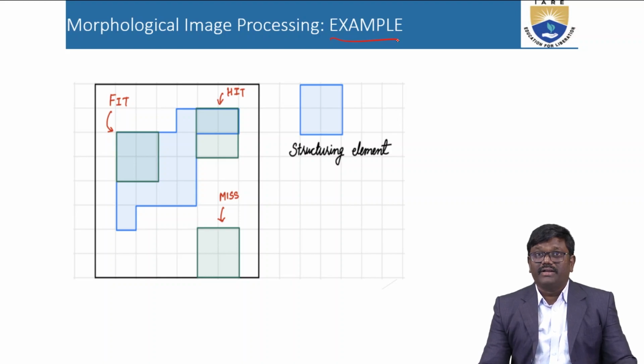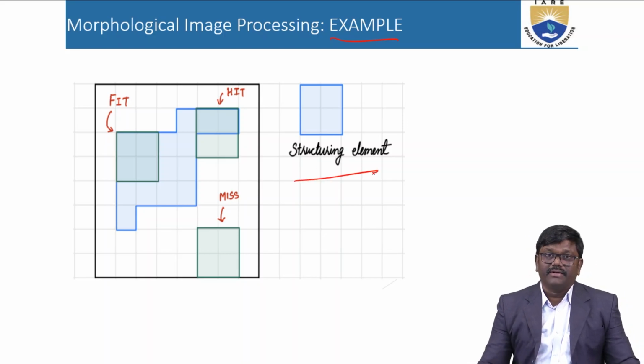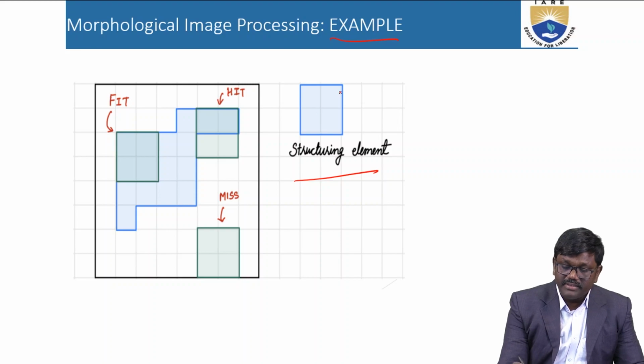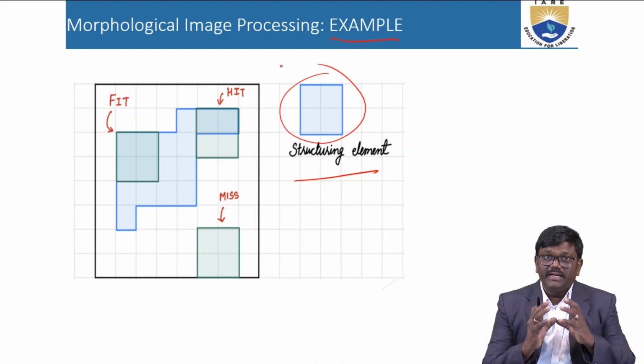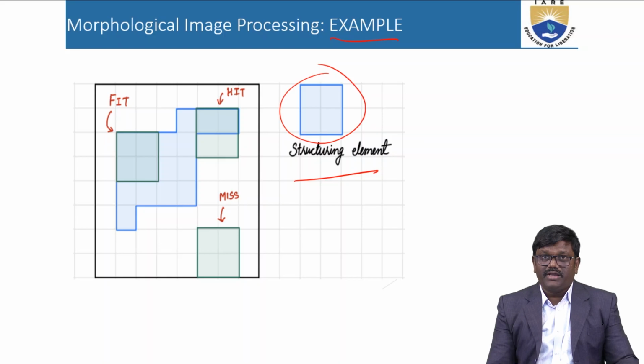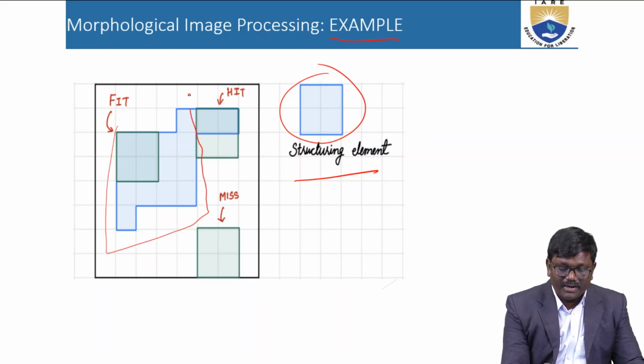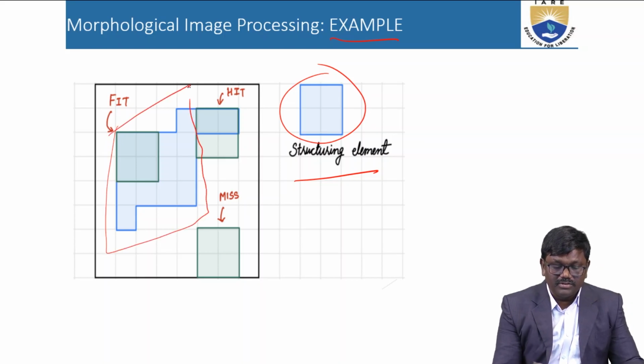To understand the terminology of morphological image processing, let me take the structuring element. From the structuring element, we understand the definitions of fit, hit and miss. Here you are taking this as the content of the pixel values that we are comparing. All means comparing each and every pixel. If all match, that is a fit.